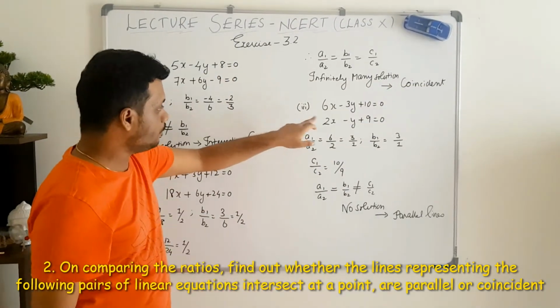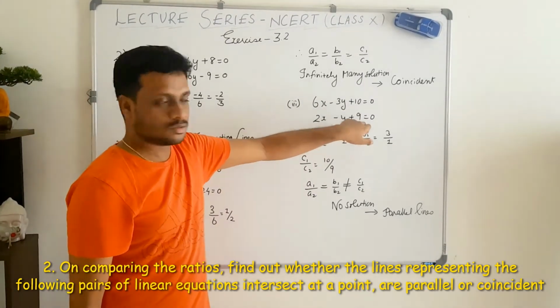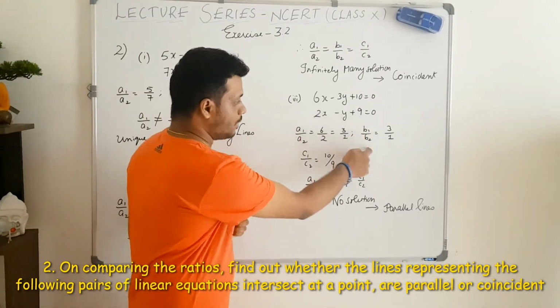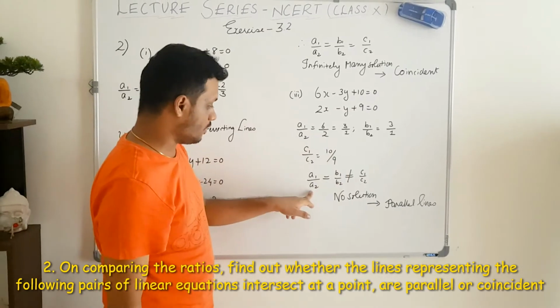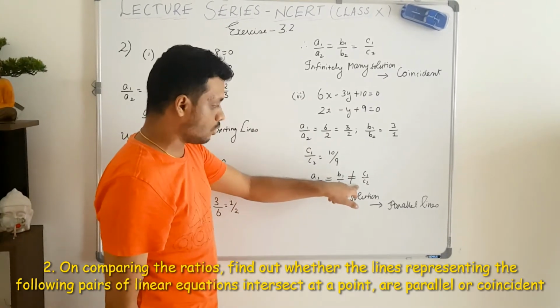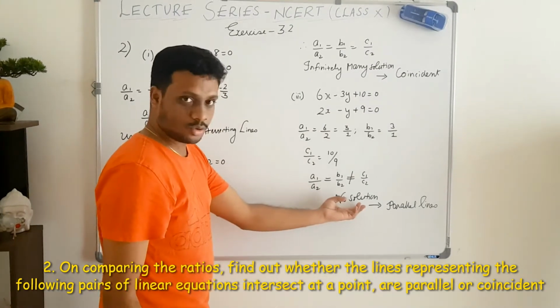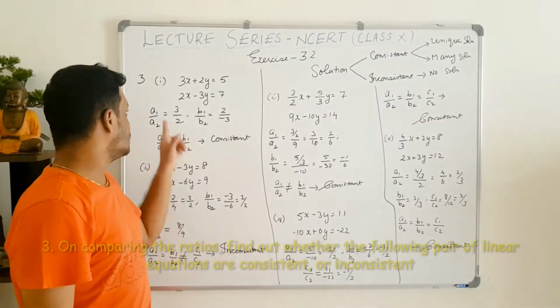And the third one, which is 6x - 3y + 10, then 2x - y + 9. So these are the two equations. Here I find a1 by a2, which is 3 by 1, b1 by b2 is also 3 by 1, but c1 by c2 is 10 by 9. So here a1 by a2 is equal to b1 by b2 but not equal to c1 by c2. Therefore, this is the situation for no solution, and in no solution the graph would be parallel lines. So this is the third question.